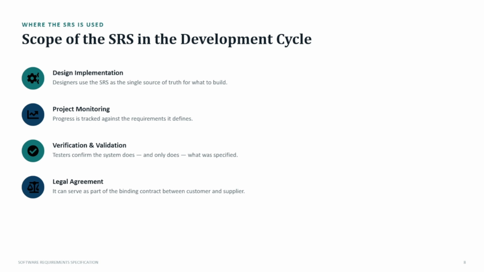Okay. Then the scope of the SRS in the development cycle. There are different scopes: design, implementation, project monitoring, verification, validation, and legal agreement. These are the key terms that are the scope of SRS in the development cycle.